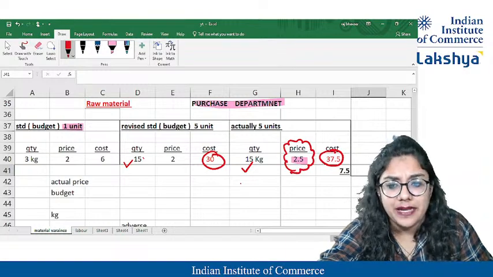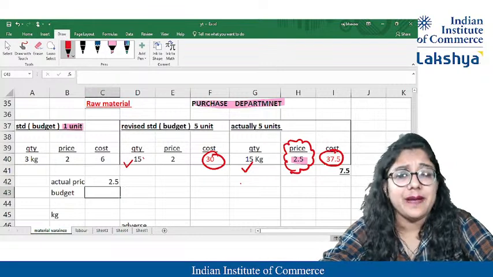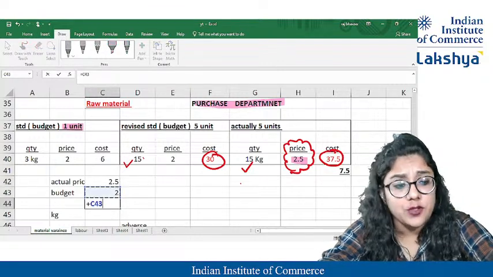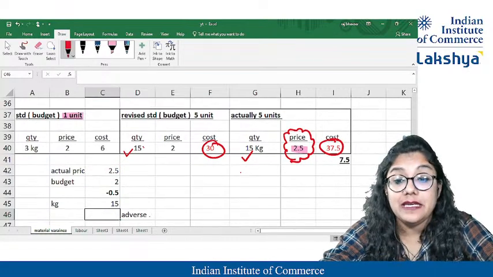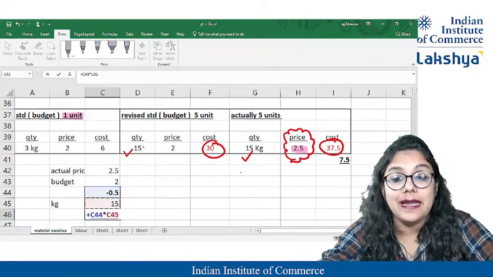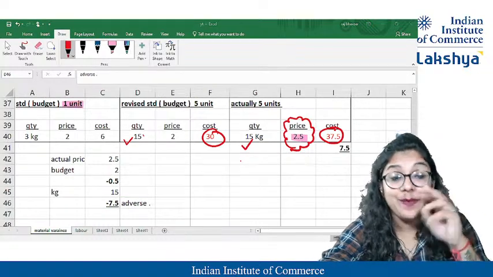How much increase in the price? Actual price is 2.5. I made a budget of 2, so you have increased your price by how much? It's a variance of 0.5. And I purchased 15 kgs, so then I get an adverse variance of 7.5. So this is what is known as price variance.